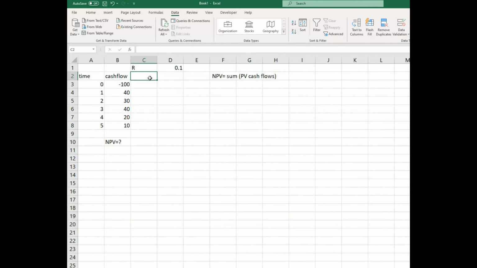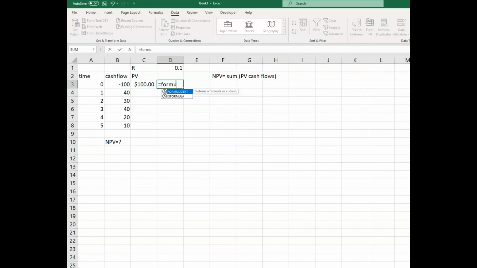So let's calculate the present value of each cash flow. Let's calculate the first one. We apply the present value formula. First is the rate. Because it is a fixed rate, we hit F4, so we use $D and $1. The number of periods is 0. Remember, we are talking about one future cash flow. Then this is negative 100, so we expect a positive 100.